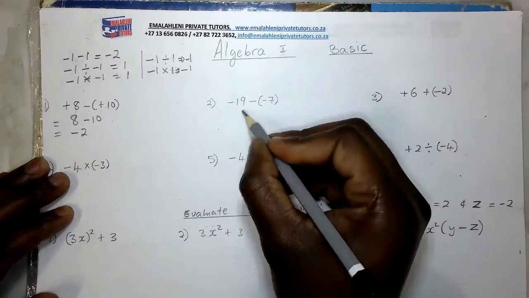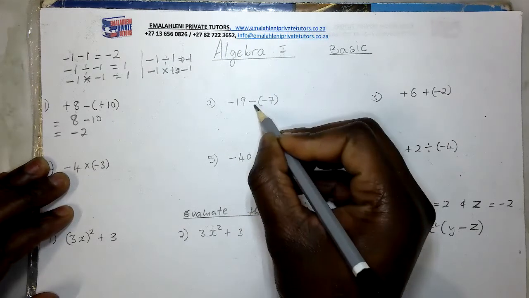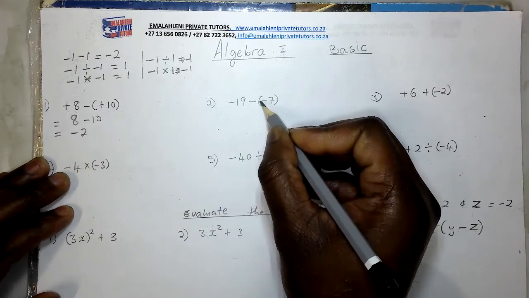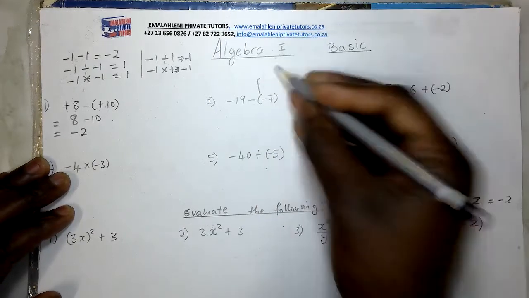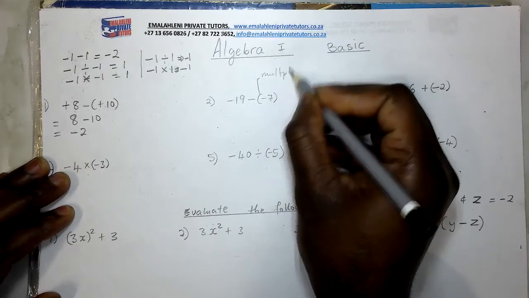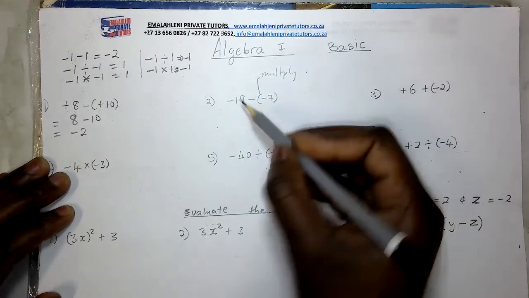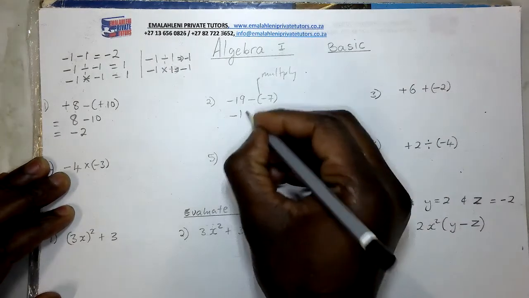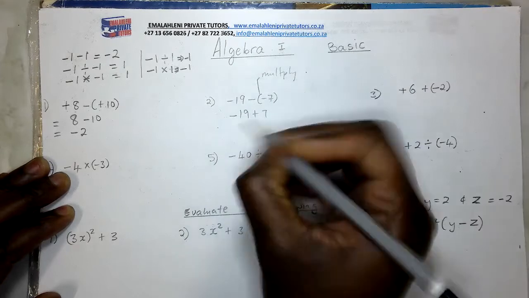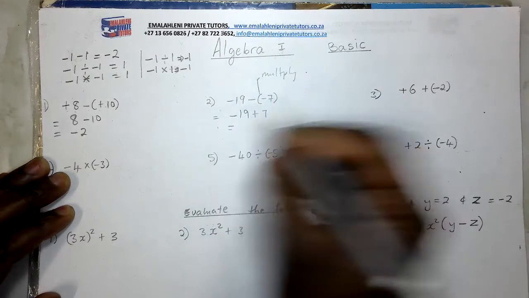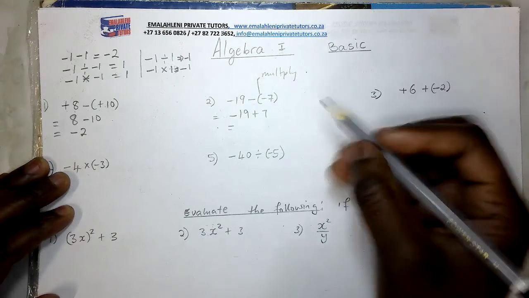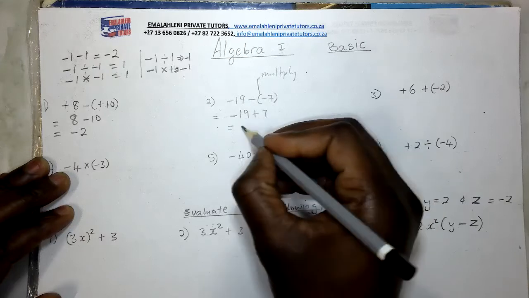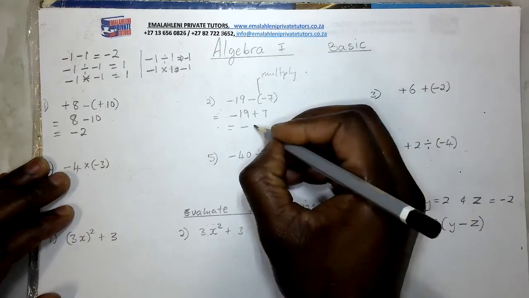Then when we are looking at this negative 17, negative times negative, your bracket means it's actually times, you're multiplying. So this bracket means what we call multiplying. Okay, so what we are saying here is minus 19 plus 7. We are adding 7, meaning to say we are coming back. And if we have this, we're going to get negative 12.